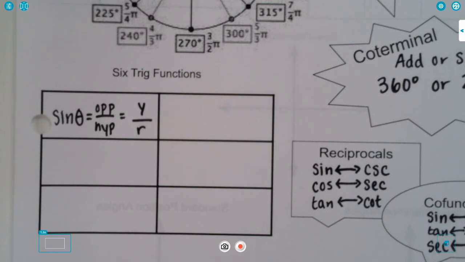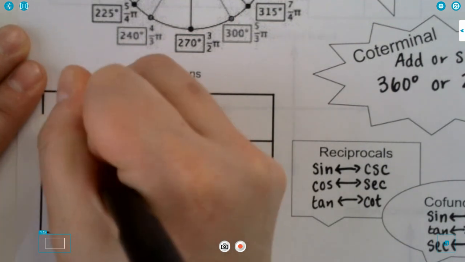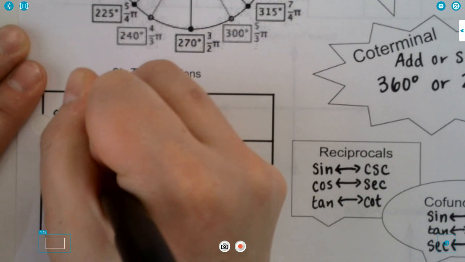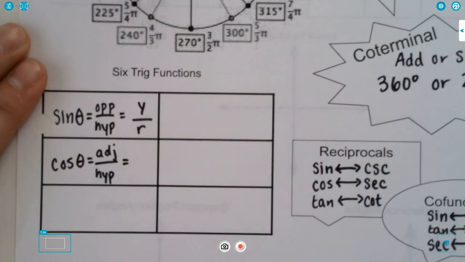So sine is opposite over hypotenuse. So cosine is adjacent over hypotenuse, which is x over r.